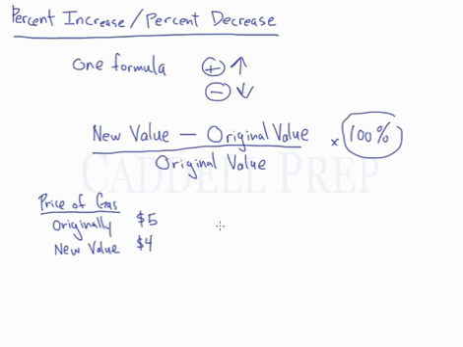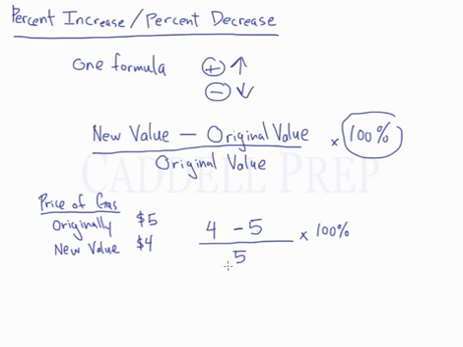So the new value is 4 minus the original value 5, and we're going to divide it by the original value and multiply it by 100%.